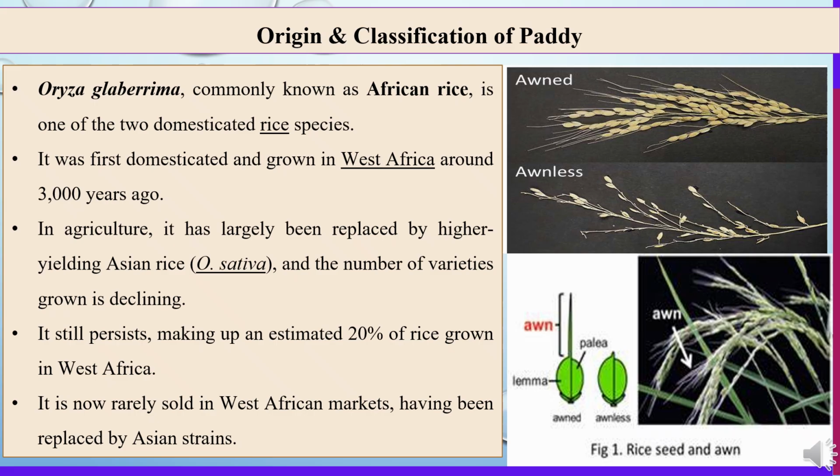Now we discuss Oryza glaberrima, commonly known as African rice, is one of the 2 domesticated rice species. It was first domesticated and grown in West Africa around 3,000 years ago. In agriculture, it has largely been replaced by higher-yielding Asian rice, O. sativa, and the number of varieties grown is declining. It still persists, making up an estimated 20% of rice grown in West Africa. It is now rarely sold in West African markets, having been replaced by Asian strains.